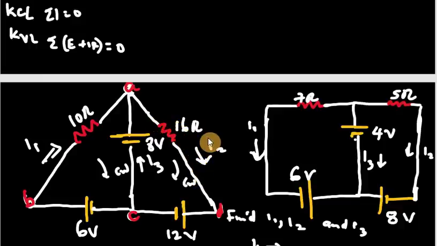That is for resistors. Then for sources of EMF, when we are moving from the positive side of the cell to the negative side of the cell, we are moving downhill and the EMF here becomes negative, so we have minus 12. But if we are moving from the negative side of the cell to the positive side, so we are moving uphill, the EMF here is positive. So we shall be making use of these sign conventions to find the values of I1, I2, and I3.